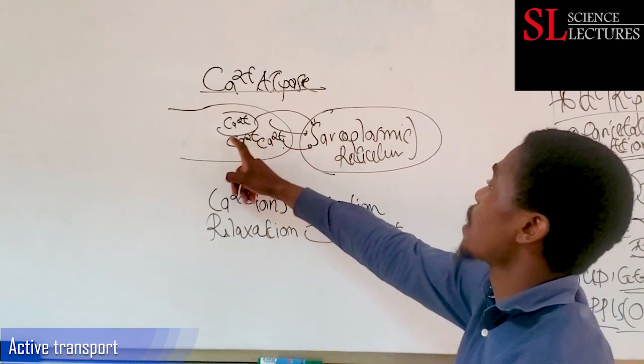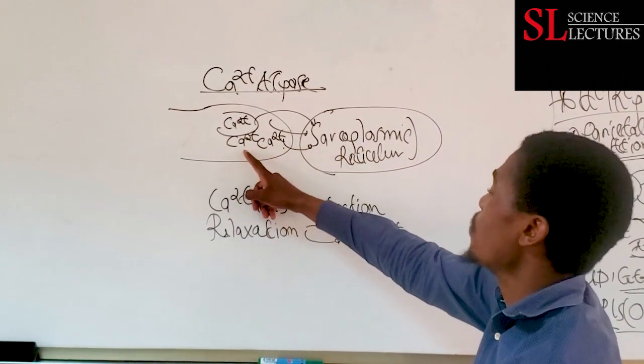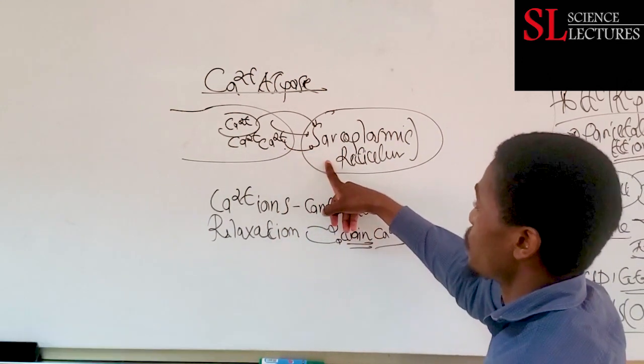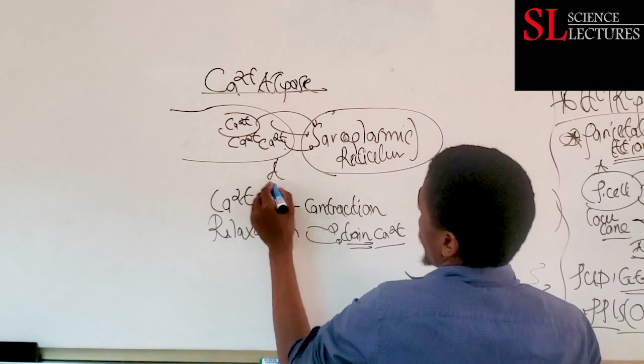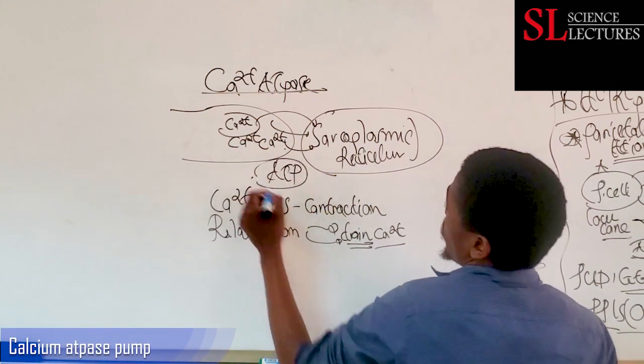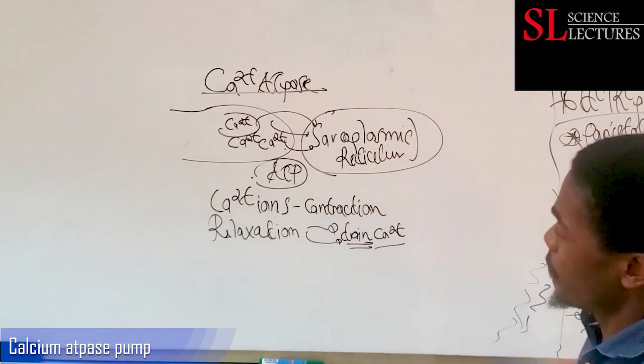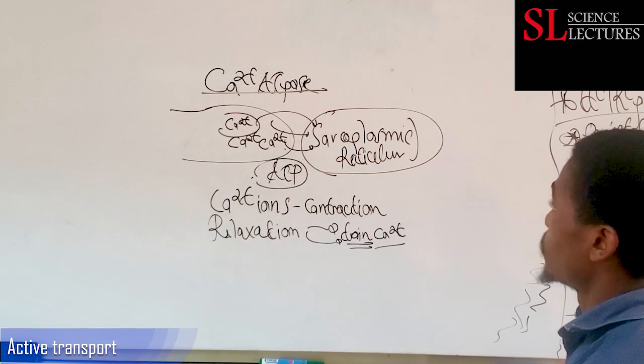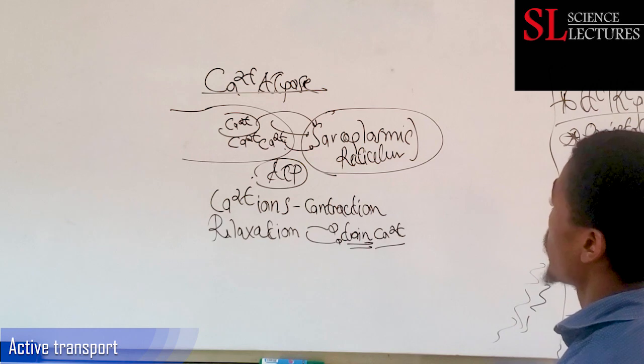So that means these calcium ions are being transported from where they are low in concentration to where they are high in concentration, of course, with the aid of energy in the form of ATP. So this is another form of active transport, or primary active transport.